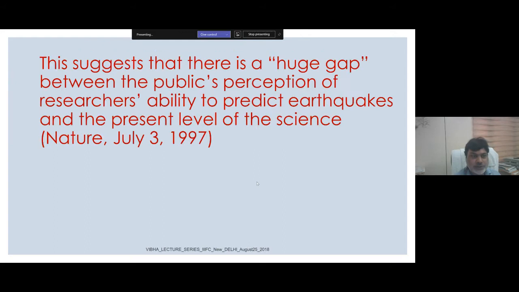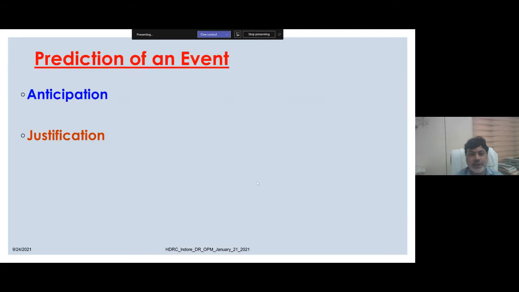But the problem is that there is a perception gap between the researchers' ability to predict earthquakes and the present level of the science. There is a good paper in Nature, July 3, 1997, by a Japanese group of scientists, saying that they are not going to predict the earthquake. They are going to conduct research to understand the physics of the earthquake. And that is the reason that the entire scientific world is working on earthquake prediction and forecasting. Once the diagnostic parameters are understood, they can predict it. Just like in medical technology, seismologists are very clever. They can use the medical technology tools.